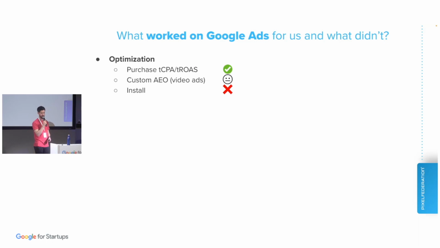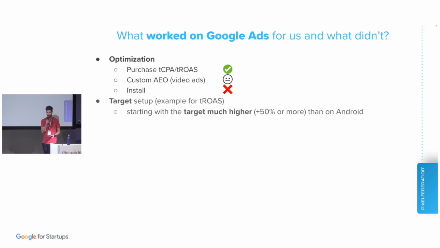And install, even though we could decrease the CPI significantly, for our game it didn't work because the game is a little bit more niche and attracts a specific audience. If you have a broad game, a broad genre, something that everybody knows, like some hyper casual games, it might work well. But for us, it didn't work. With a target setup, that's an example for tROAS.